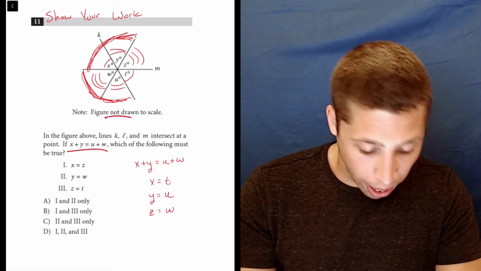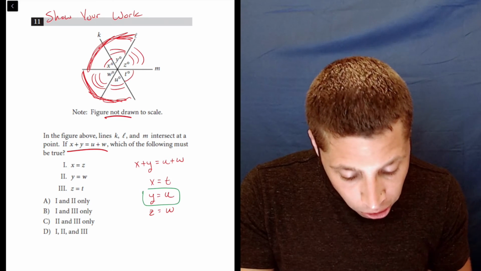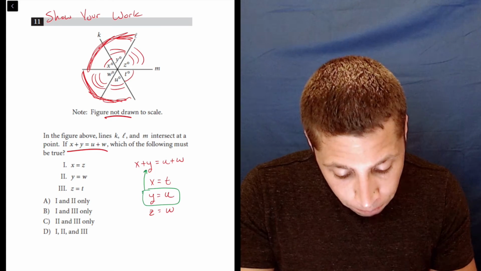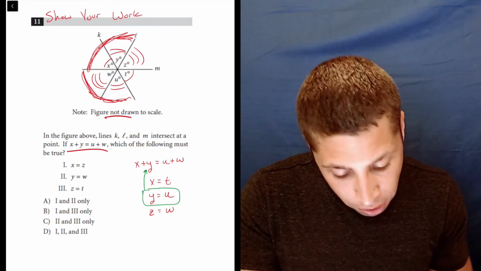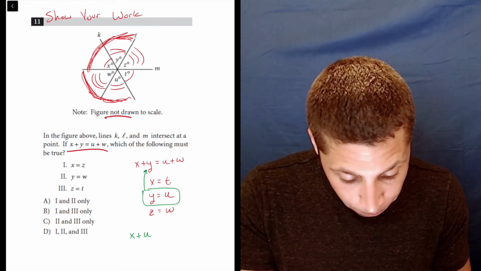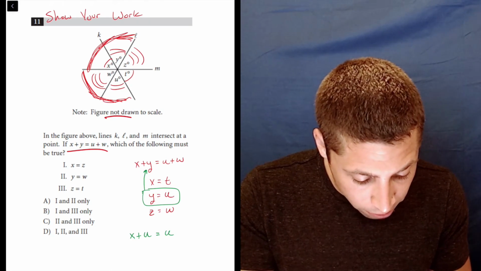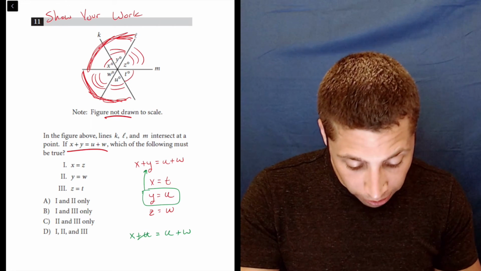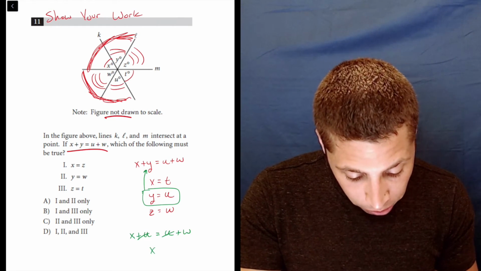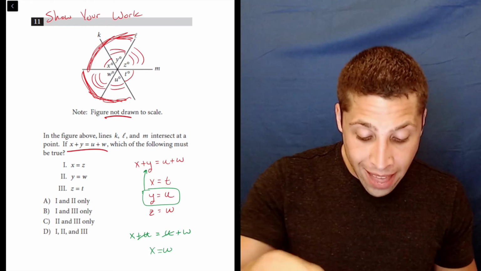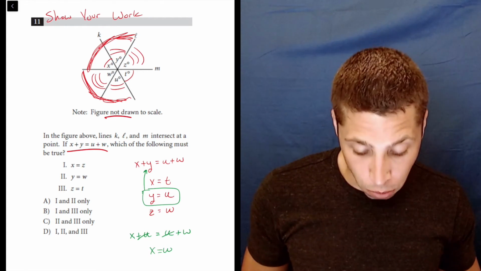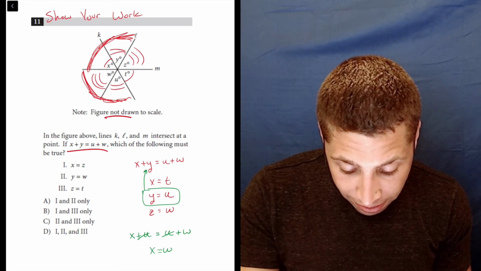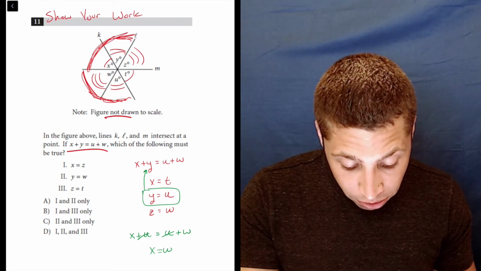I say, well, okay, if y is equal to u, then I can substitute u in for the y in this equation. And if I do that, look what happens. x plus u is equal to u plus w. Well, if there's a u on each side, they can cancel out. And so this equation really just becomes x equals w. And that's new. I didn't know that information before, right? So that's a new piece of information. Now, it's not one of my answers, but it gets us closer.